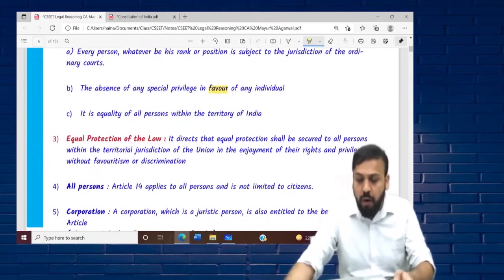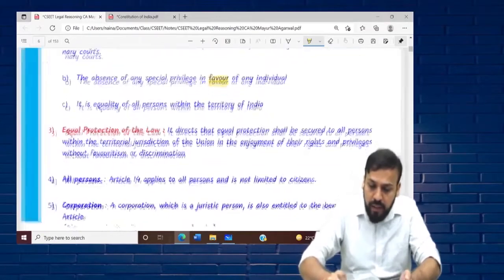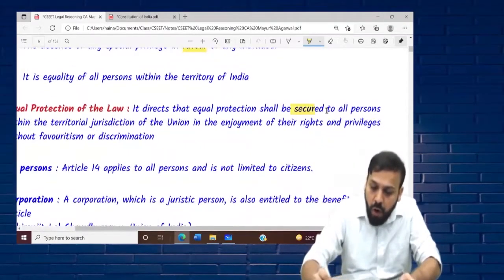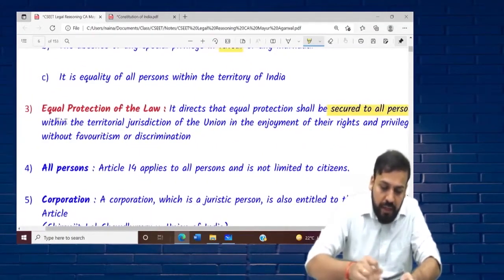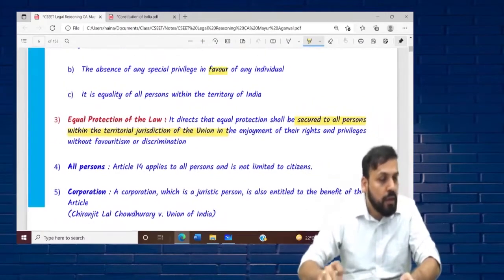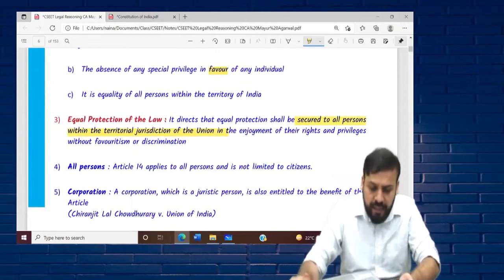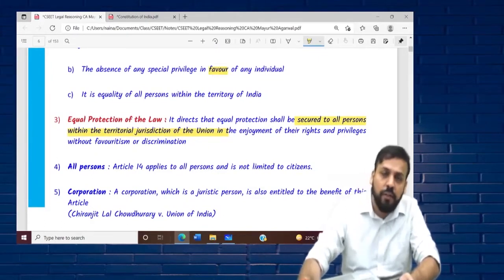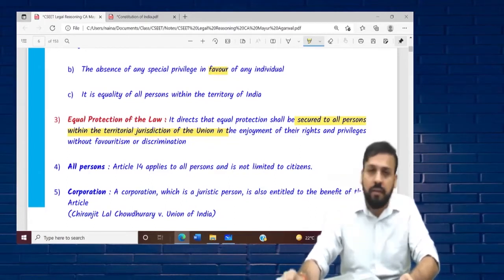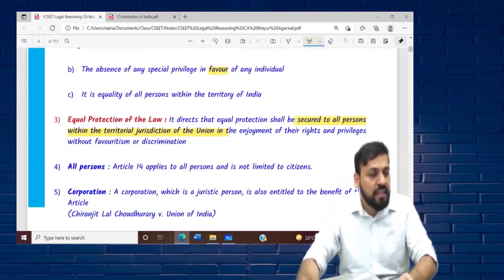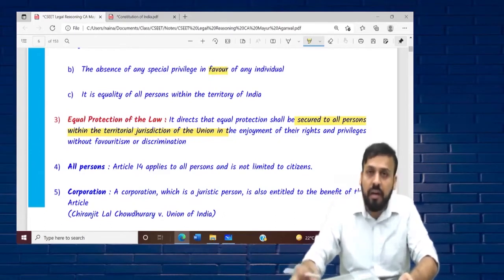Equal protection of law applies whether he is a part of India or not. We will protect all people's rights, and therefore it secures all persons' rights within the territory of the jurisdiction of the Union of India. Very clear. Whether it is a foreigner or Indian, anyone who stays in India, we will protect every person's right. That is equal protection of law. Whether it is an artificial person, a company, a citizen, or a non-citizen, everything will be the same. That is equal protection of law under Article 14.